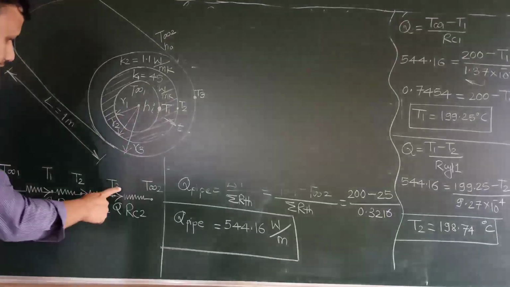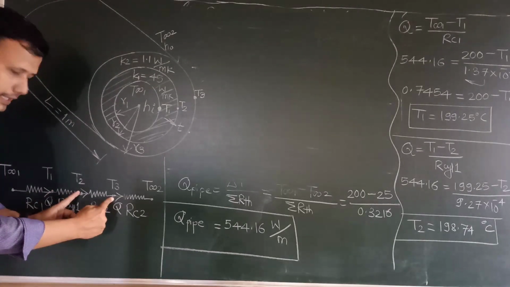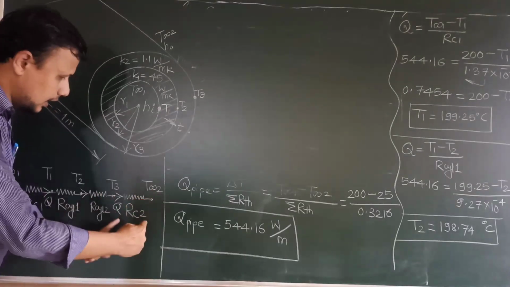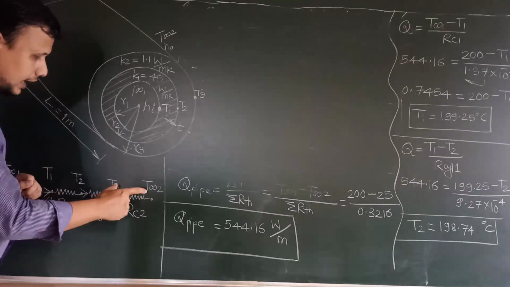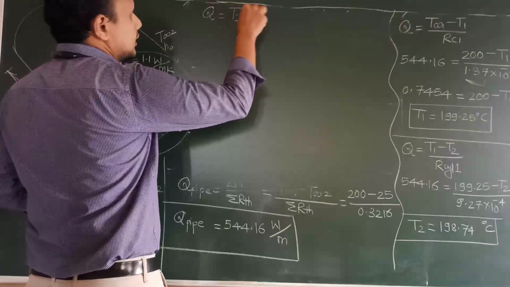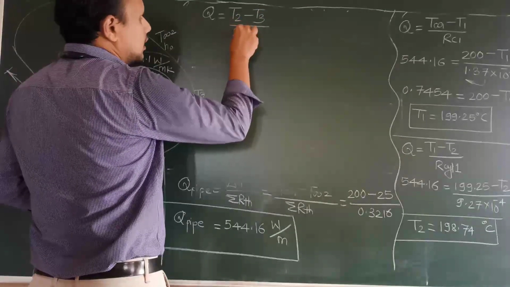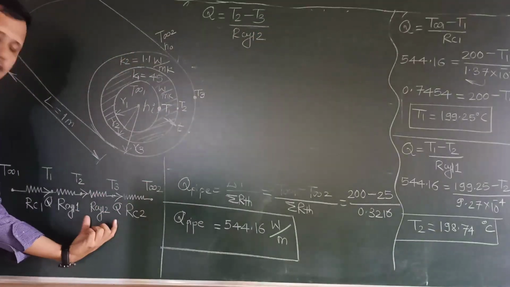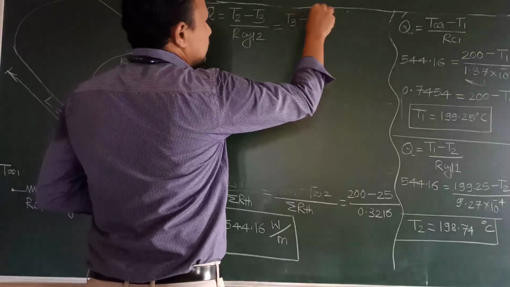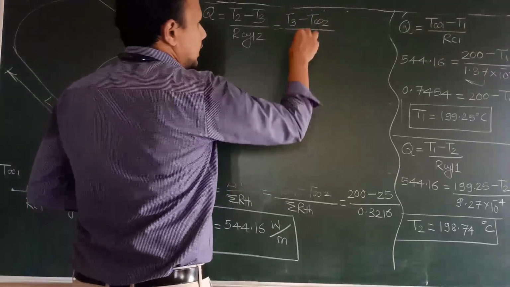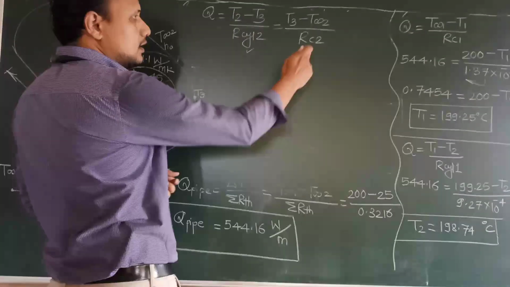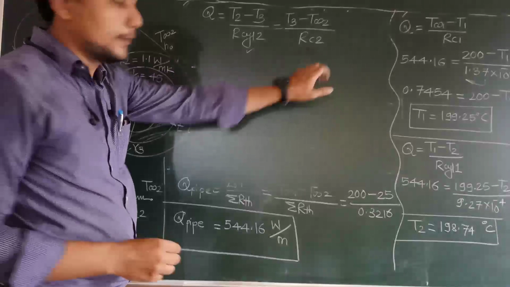So what do we see here? For T3, we can either utilize (T2 minus T3) upon R cylinder 2, or we can utilize (T3 minus T infinity 2) upon RC2. By any method you can solve it, and you can also verify your answer. So what do I get? Q is equal to (T2 minus T3) upon R cylinder 2, considering this part of the network, or it is also equal to (T3 minus T infinity 2) divided by the second convection resistance, which is RC2. So I will do it by this method. You can verify your answer using this approach.